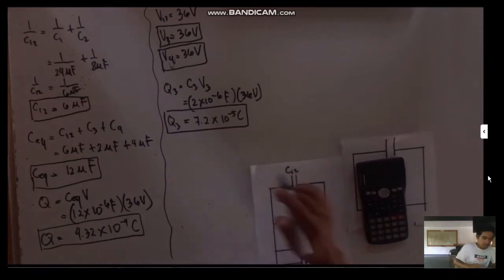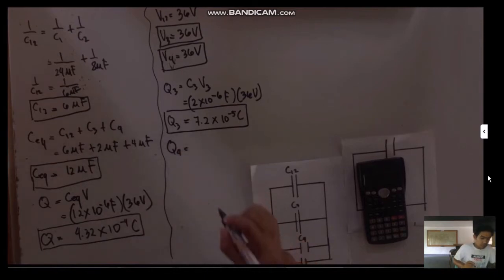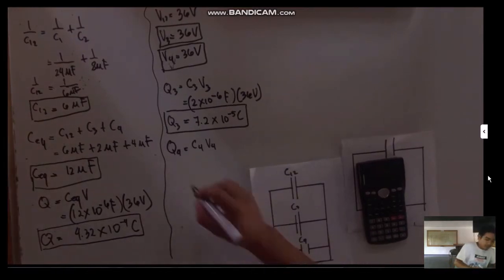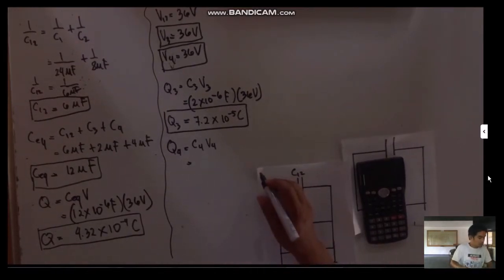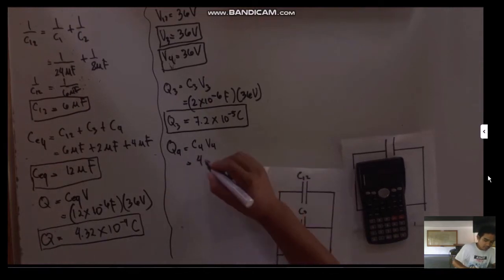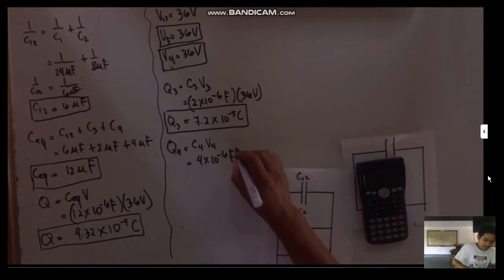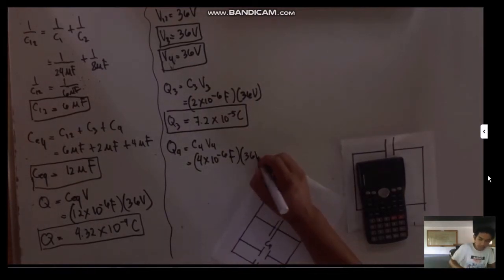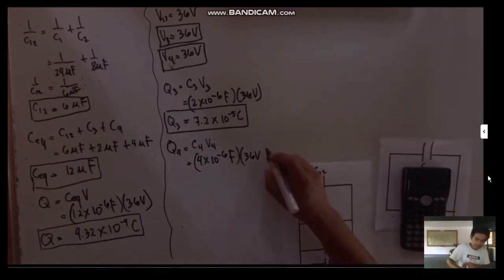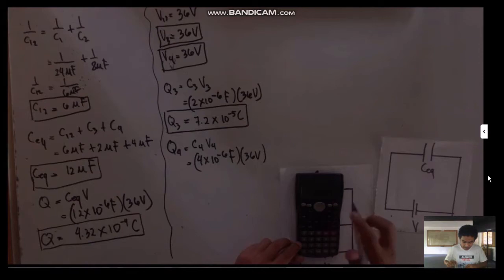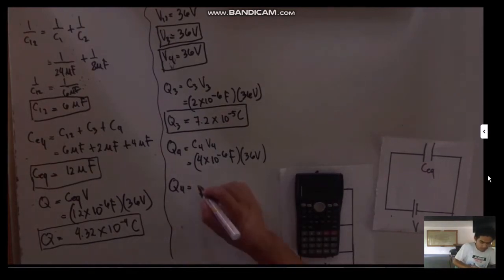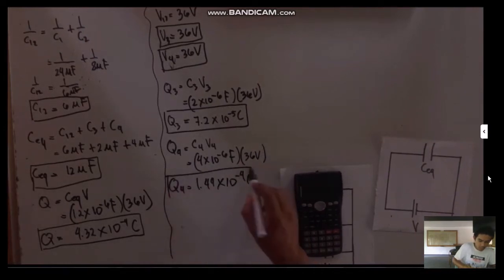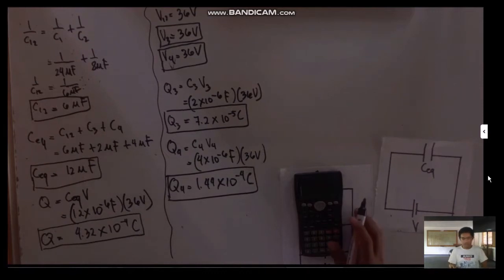Next is Q4. Q4 is C4 times the voltage across C4. C4 is 4 microfarad, or 4 times 10 to negative 6 farad, multiplied by V4, which is 36 volts. So Q4 equals 1.44 times 10 to negative 4 coulomb. That's Q4.